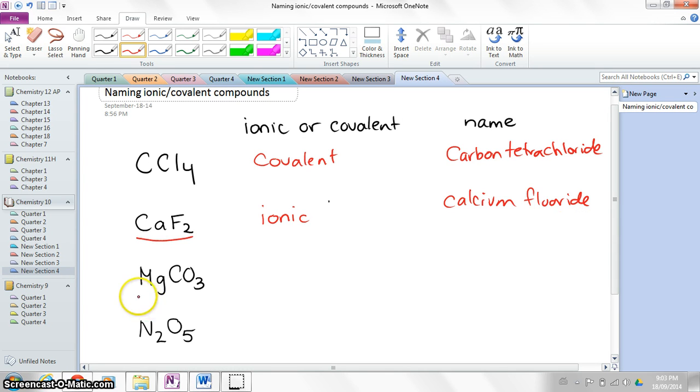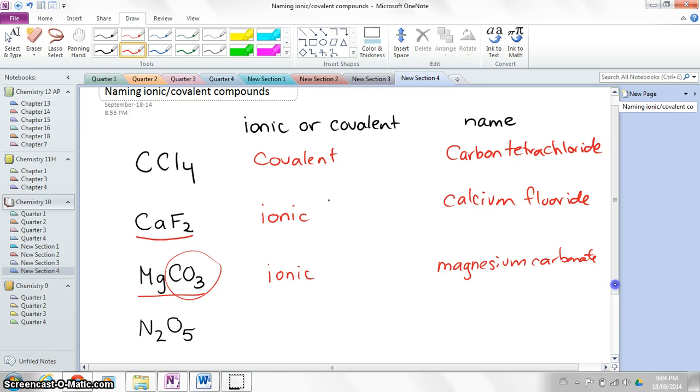Next, we've got MgCO3, magnesium carbonate. We have more than two capital letters, so that means there must be a polyatomic ion in this compound. Whenever there's a polyatomic ion in a compound, it's ionic. So that means we do not use prefixes. So this one's called magnesium carbonate. You have to look on your table of polyatomic ions to get the carbonate.